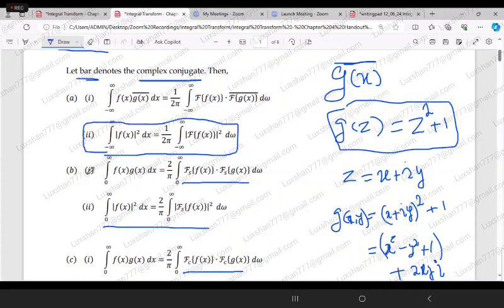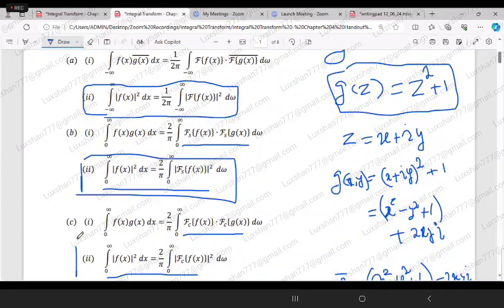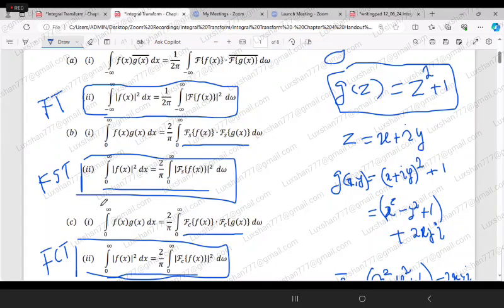This second one and this one are similar, but this is for the Fourier complex transform, or you can say Fourier transform. This is for the Fourier sine transform, and this is for the Fourier cosine transform. Same thing: 1 over 2 pi times the integral from minus infinity to plus infinity of mod of the Fourier transform of f(x) squared is equal to the integral from minus infinity to plus infinity of this one.